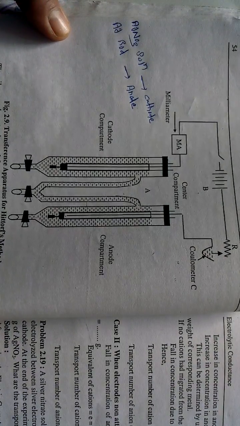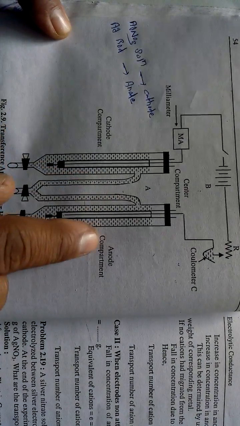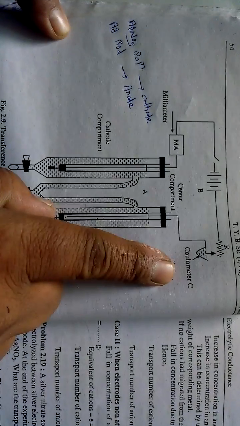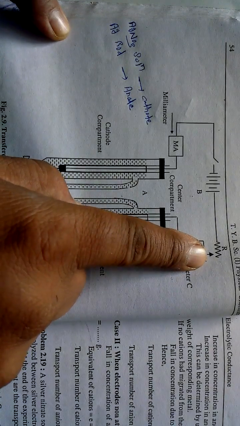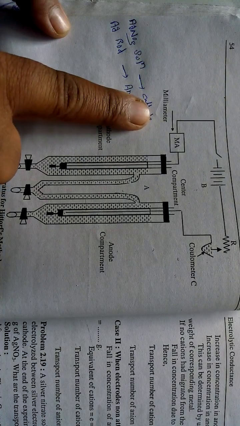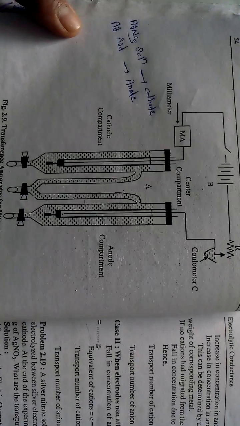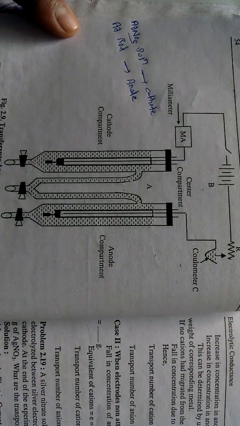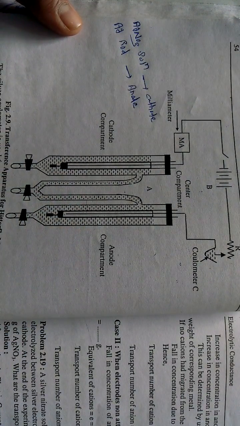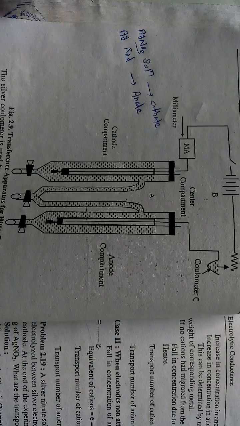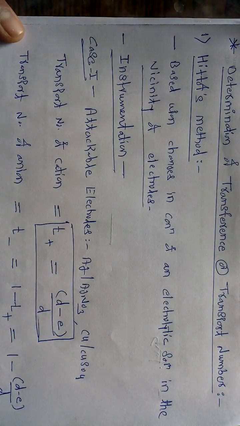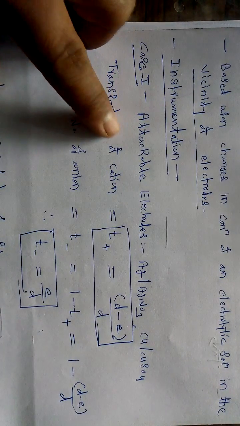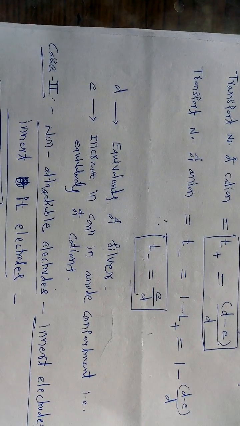In this method, an important part is the center compartment A, called the transport cell. The second important part is the coulometer C. This transport cell and coulometer C are arranged in series with a battery through the variable resistance R. A milliammeter is there, useful for a rough estimate of the current flowing through the electrolytic solution. This apparatus is used in Hittorf's method, and by using it we may calculate the transport number of ions in two cases: case one is attackable electrodes and case two is non-attackable electrodes.